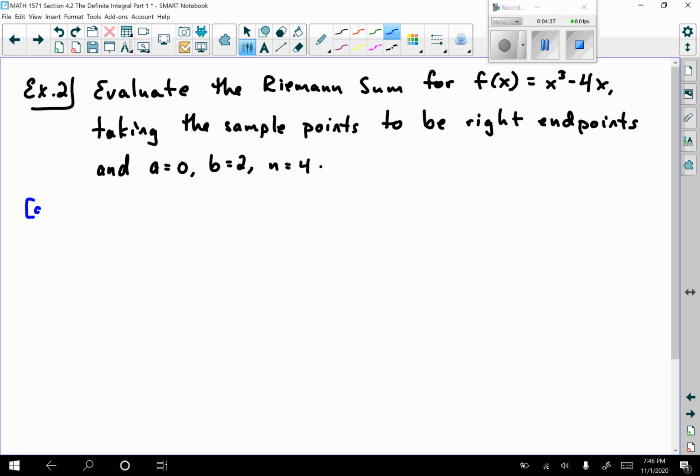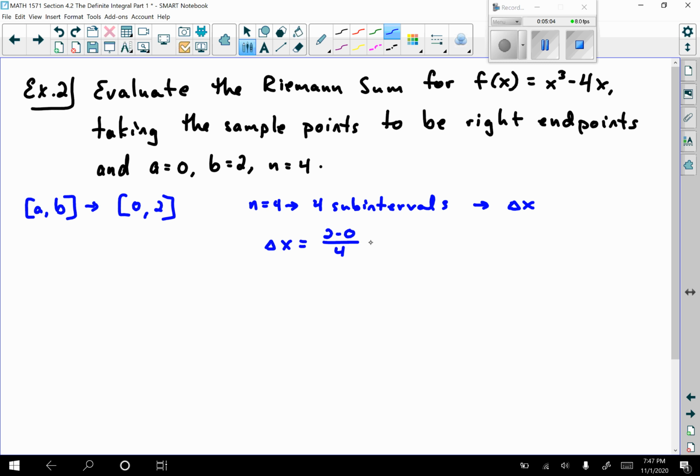All right, so our interval from a to b becomes 0 to 2. And n is the number of subintervals, so n equals 4 means we have 4 subintervals, which is going to help us figure out delta x. We take the distance from 0 to 2, so delta x is the difference between 2 and 0 divided by 4. That helps us find the width of every rectangle. So 2/4 just becomes 1/2. The base, or width, of each rectangle is 1/2.